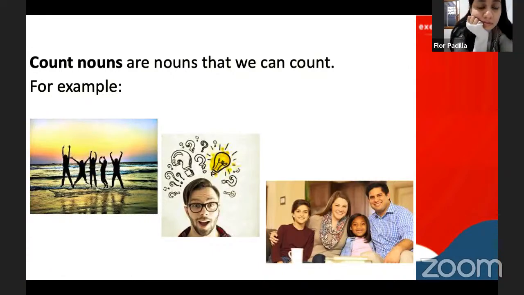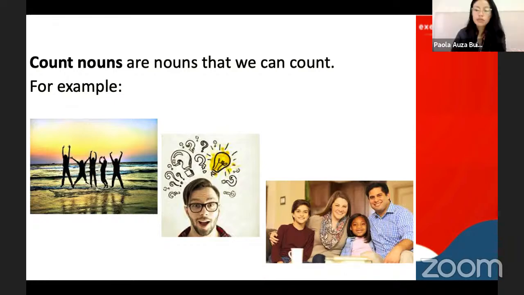It's a photograph of a family. Yes, in this case, we can count the family members, no? 1, 2, 3, 4. So it's not just for food or drinks. No, it's also for many things that we see. We can count friends, we can count ideas, we can count family members.